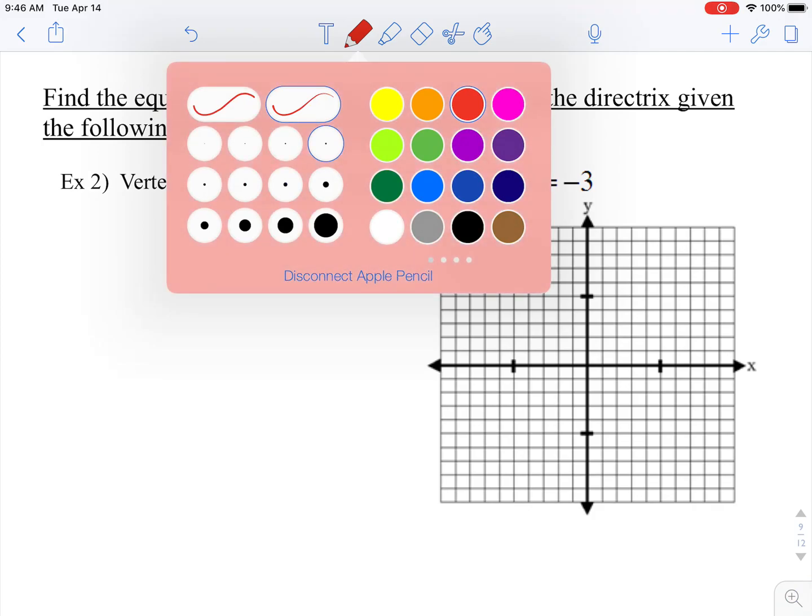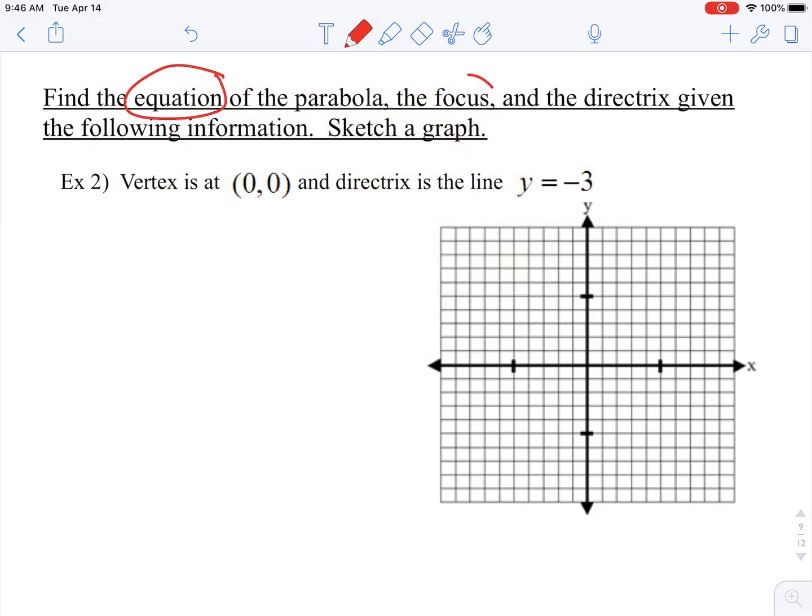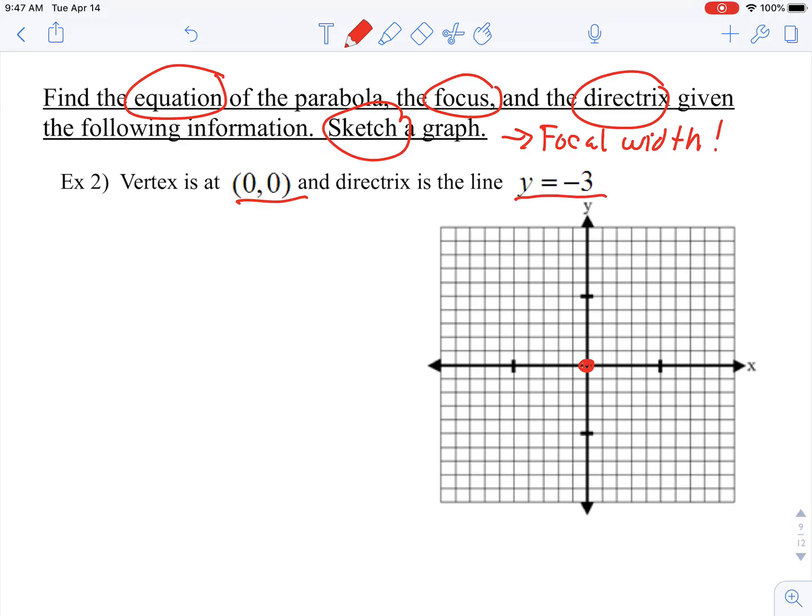Once again, our goals are the same. We want to be able to write the equation, identify the focus and the directrix, and we want to sketch an accurate graph. And when we sketch that graph, this time we're also going to use focal width to help us be very accurate with the graph. So the vertex again is at 0, 0. This time I'm giving you the directrix, which is the horizontal line, y equals -3, so we'll plot that line.